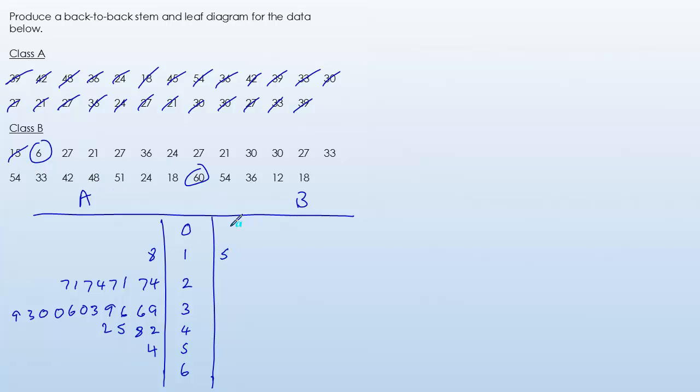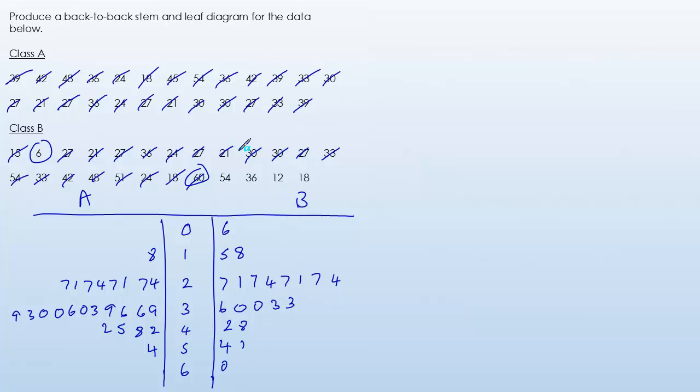So here we've got a 15, we've got that 6, we've got 27, 21, 27, 36, 24, 27, 21, two 30s, 27, 33, 54, 33, 42, 48, 51, 24, 18, the 60, and 54, 36, 12, and 18.